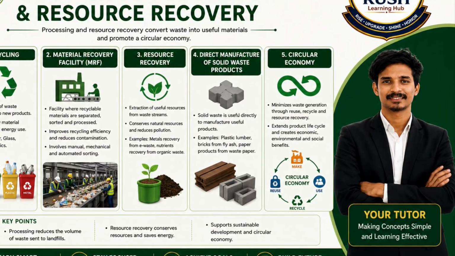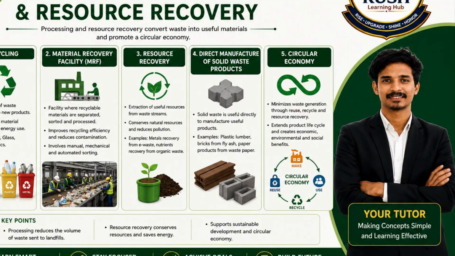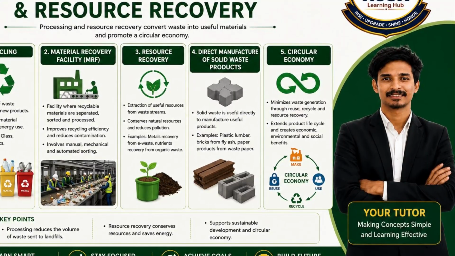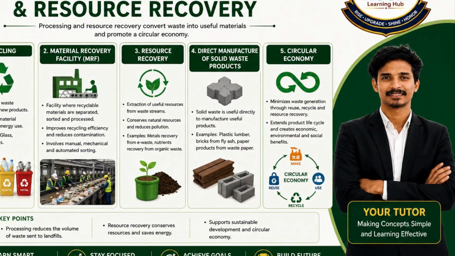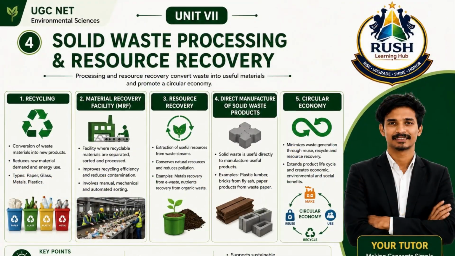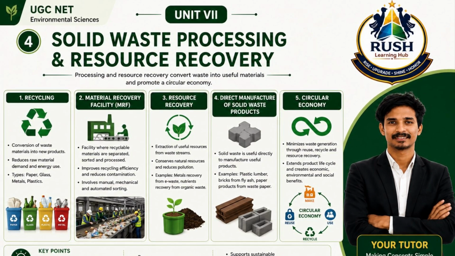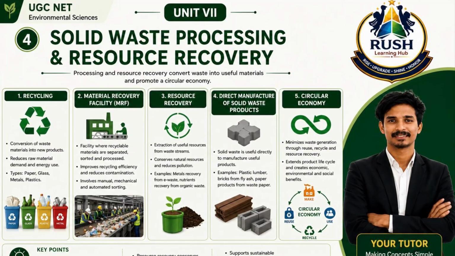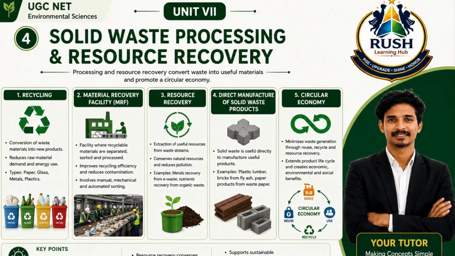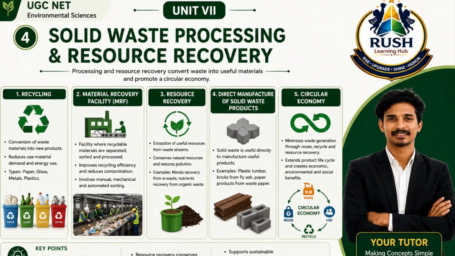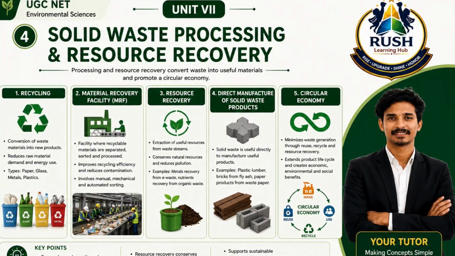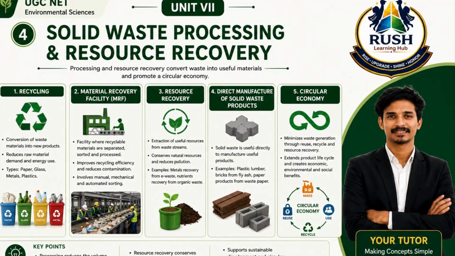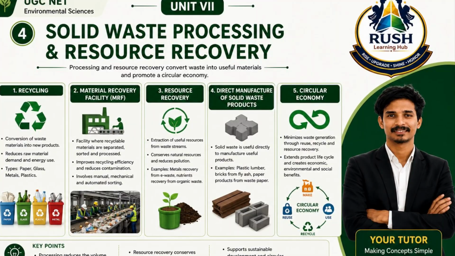Magnetic separators remove iron and steel. Air classifiers separate light materials from heavier materials. Screens separate waste based on particle size. Optical sorting systems identify different types of plastics. In many developing countries, manual sorting is also carried out to recover recyclable materials. Recovered materials such as paper, cardboard, plastics, glass, aluminum, and steel are then supplied to recycling industries for manufacturing new products. Now let us understand recycling.